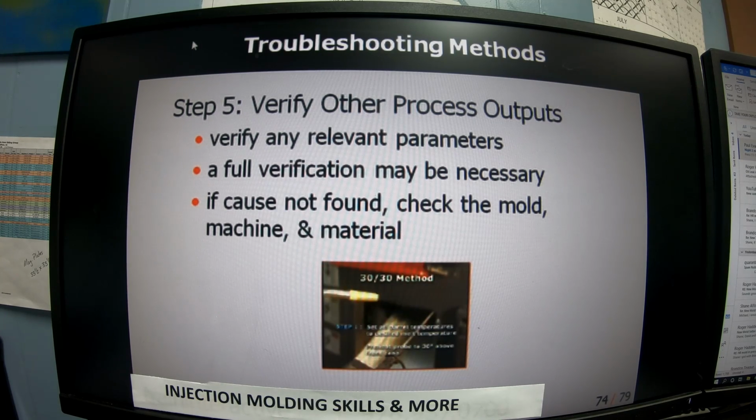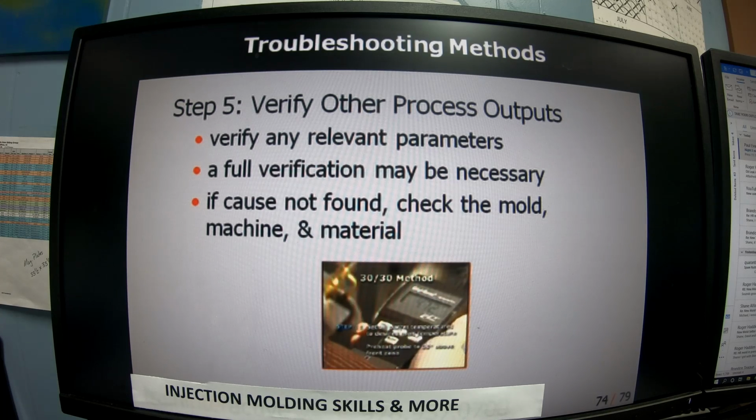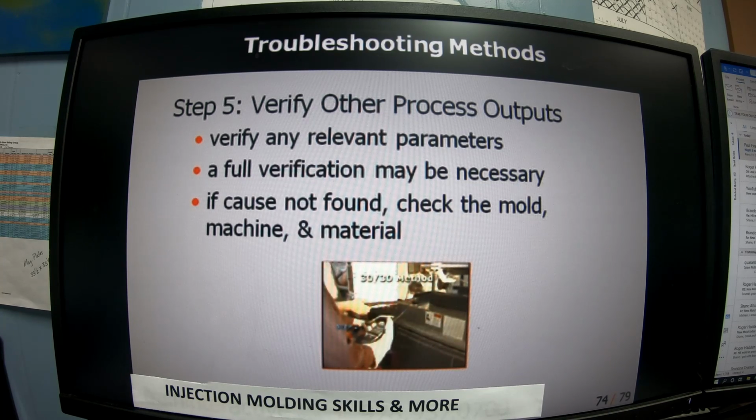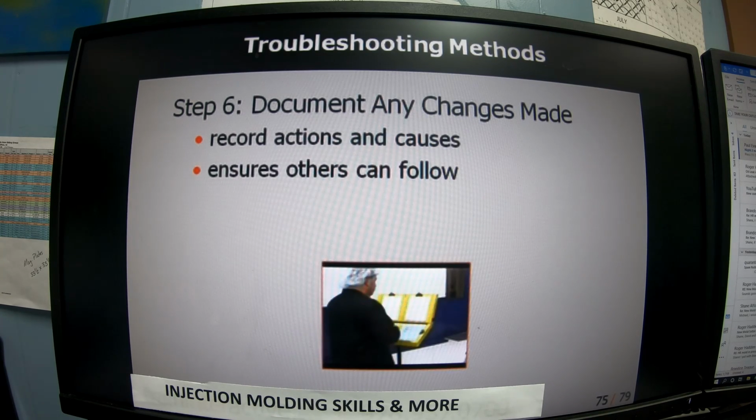Once the defect is corrected, verify that your process is running to the standard. This helps prevent other defects from occurring in the future. Document the changes that were made so that there is a record.